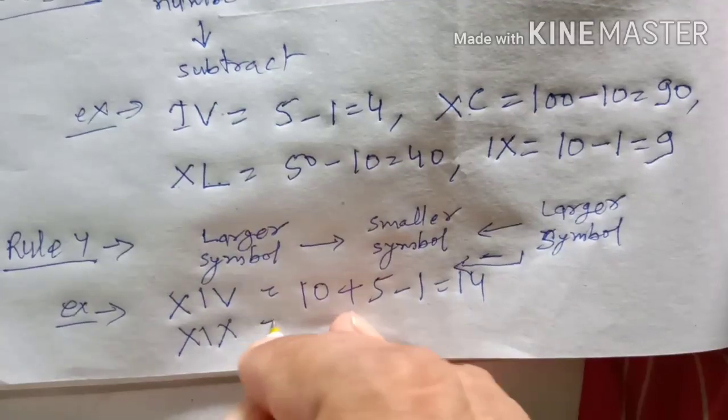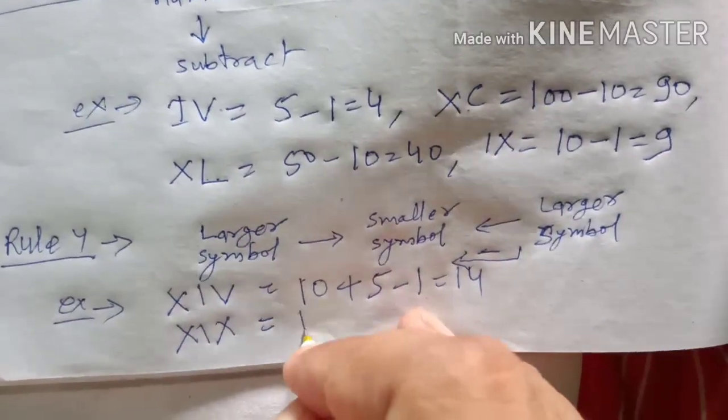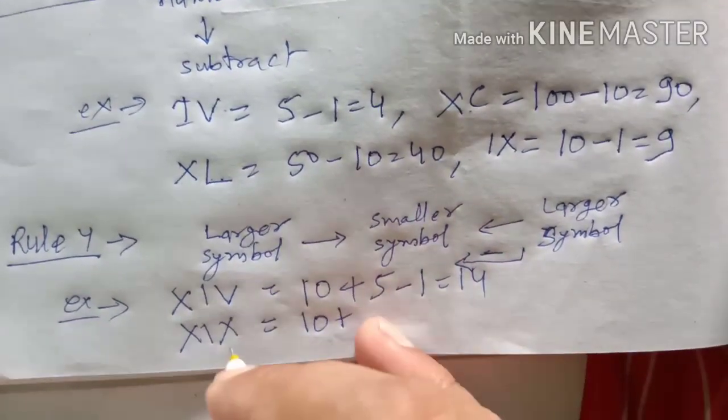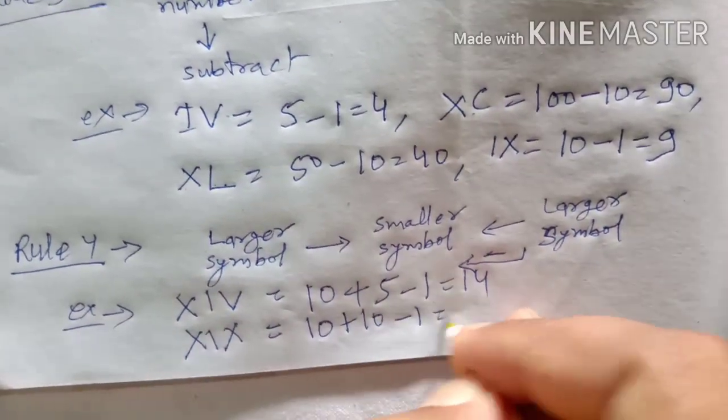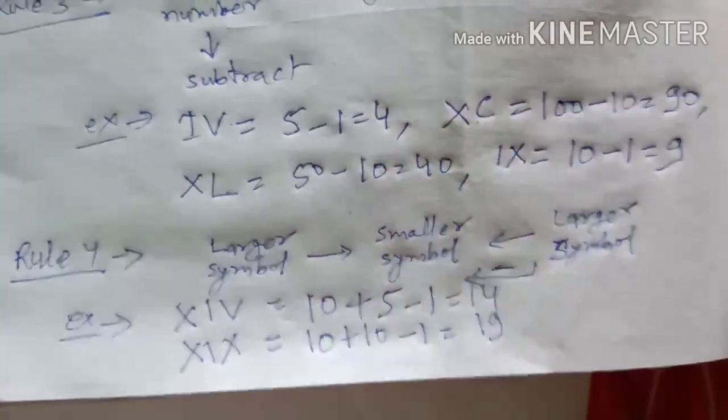See other example, XIX. It means 10 plus and this 10 is subtracted by 1. It will be 90. Okay.